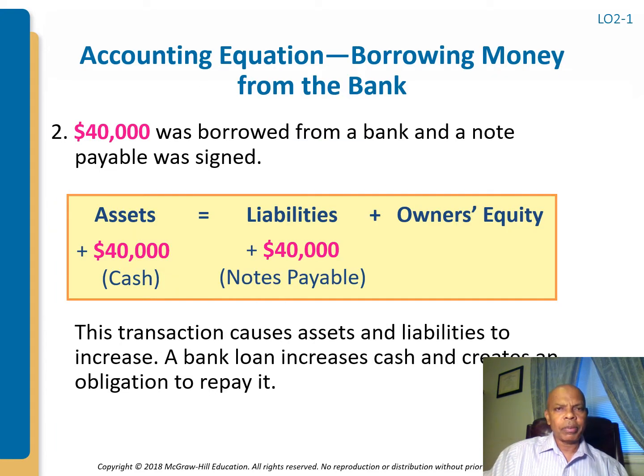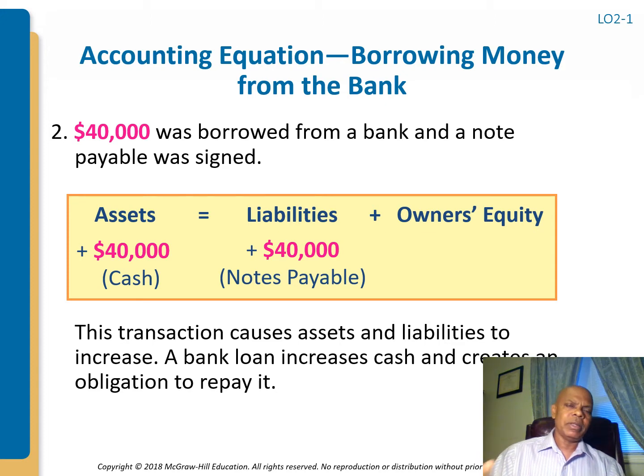Let's go to the next one. It says borrowing money from the bank. Now, he put $50,000. It might not be sufficient enough to start the business. Then he decided to borrow money from a bank, and a note payable was signed.